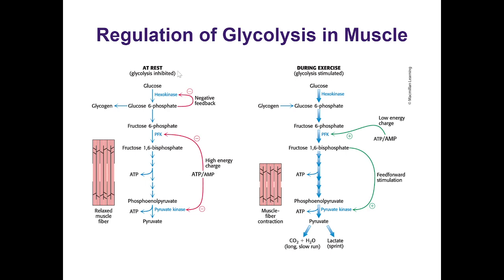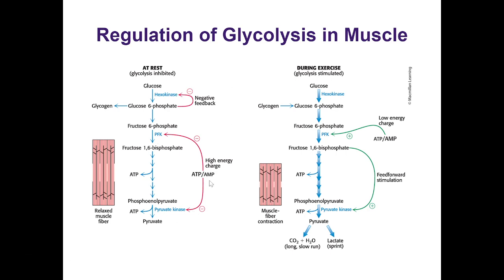So this is at rest. Your glycolysis is going to be inhibited because you're not using up energy really fast. Okay? So you can do this relatively slowly, just to replace the phosphates you need, your ATP you need. And what you're seeing here is the negative feedback loops. So the glucose 6-phosphate, this is the product. It's going to come back and it's going to inhibit hexokinase.